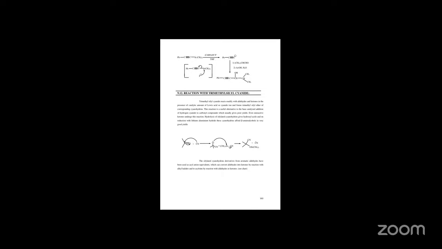In this compound, the aldehyde reacts with trimethylsilyl cyanide in the presence of CN minus catalyst, giving the carbonyl carbon attached to CN and O-trimethylsilyl. It undergoes hydrolysis, and cyanohydrins are formed as the product. This cyanohydrin undergoes hydrolysis to give hydroxy acids.